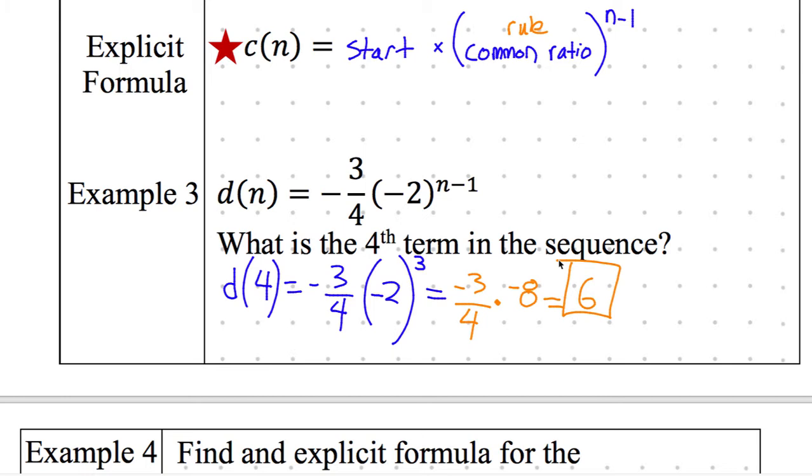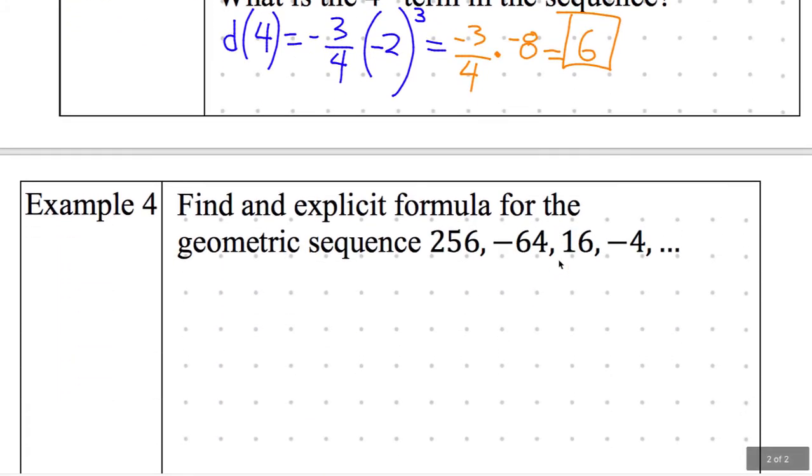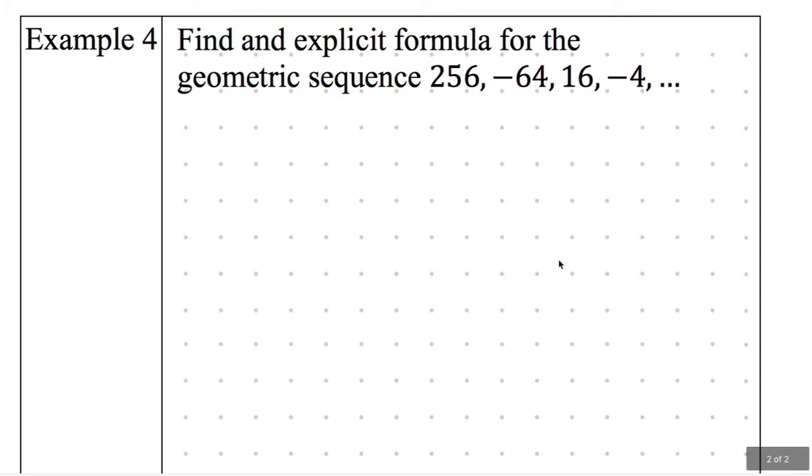All right, and finally, example 4. This is going to be a brand new thing. You need to have this explicit formula memorized because we're about to use it. Have it locked in your mind. It's start on the outside, the common ratio on the inside to the power of n minus 1. All right, I need to find the explicit formula for this geometric sequence. What am I going to do?